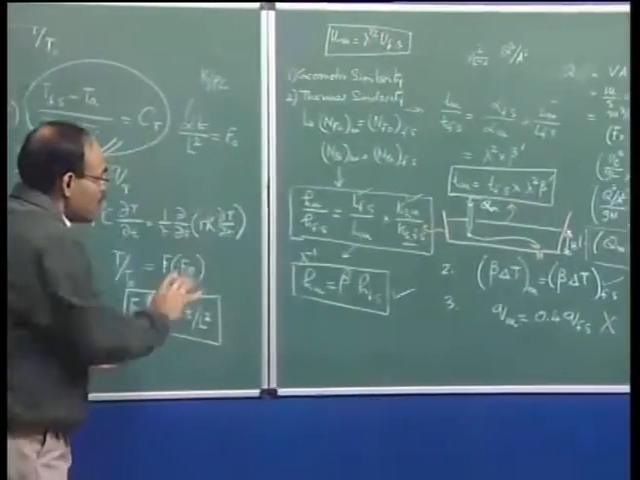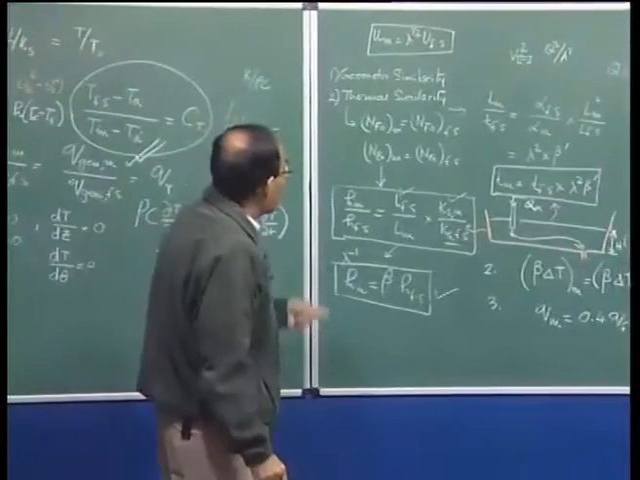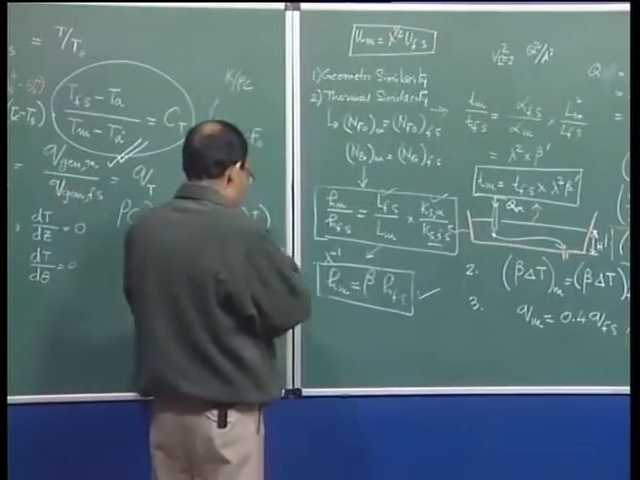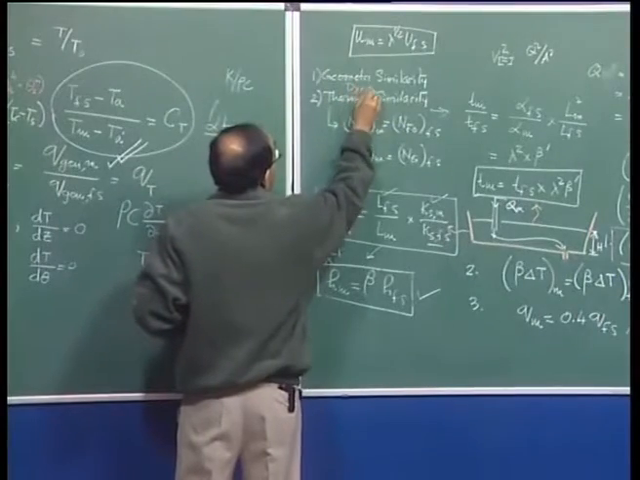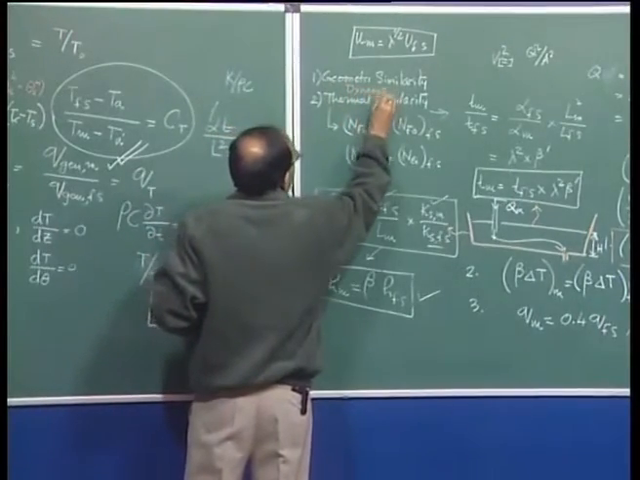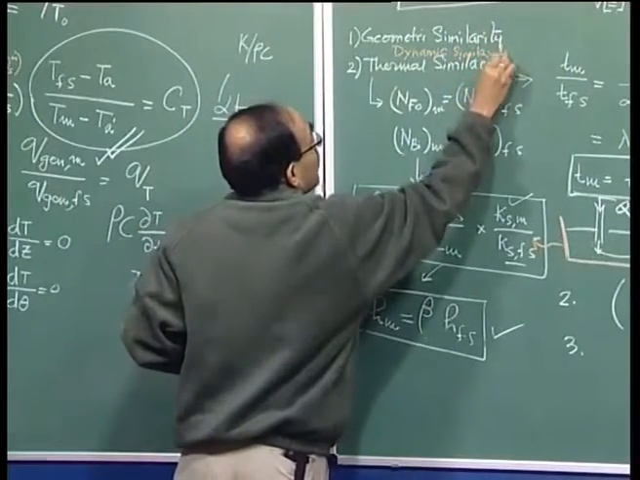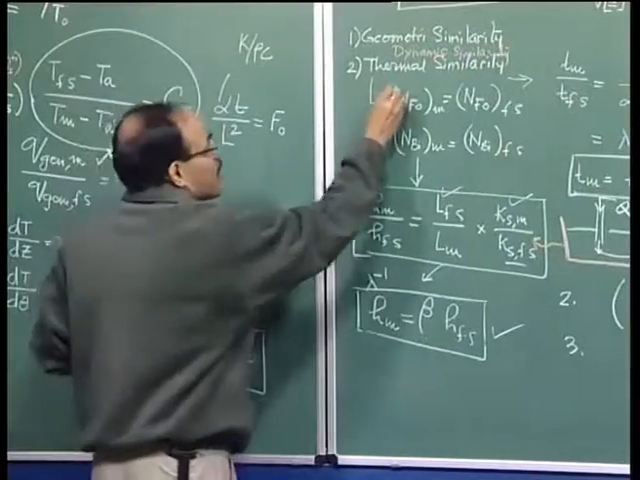Now, in addition to geometric similarity, the state of similarity that you did not consider in this problem is the dynamic similarity. And the last state of similarity is what is known as the chemical similarity.